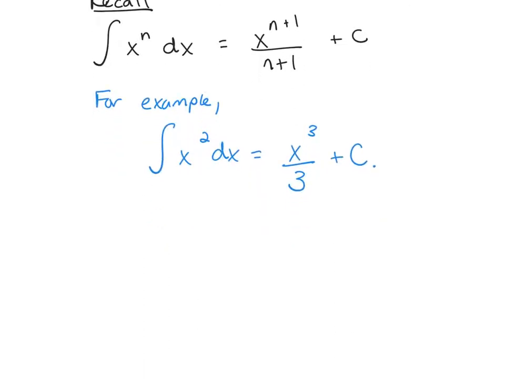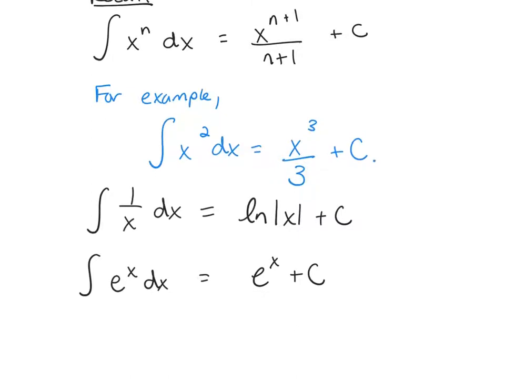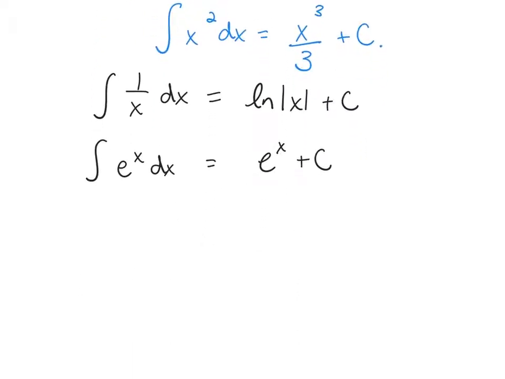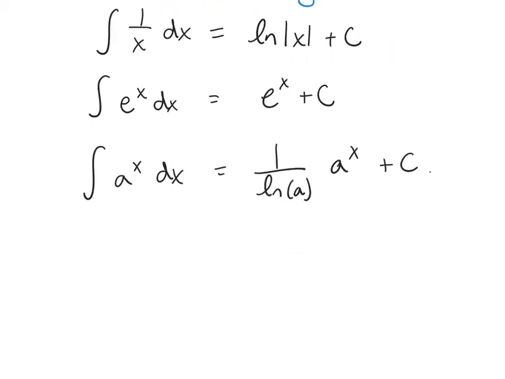All right, our next integration rule, the integral of 1 over x dx. It's natural log of the absolute value of x plus c. The integral of e to the x is e to the x plus c. The integral of a to the x is 1 over the ln of a, times a to the x, plus c. This one is kind of similar to the e to the x integral.